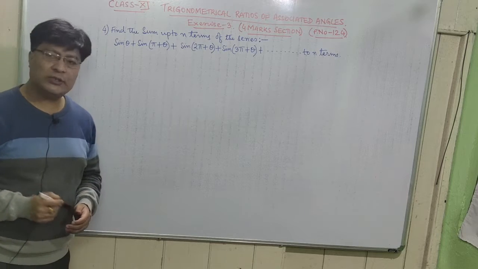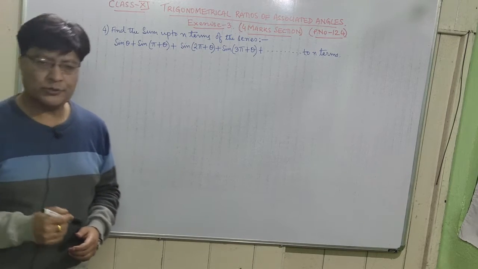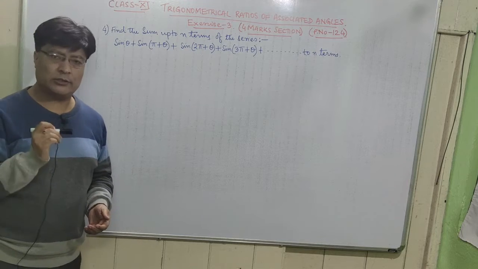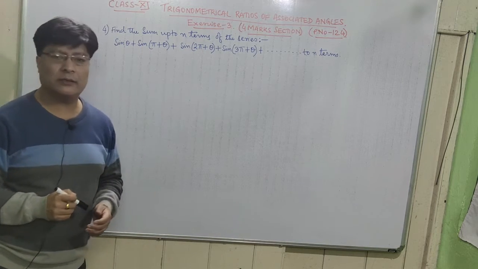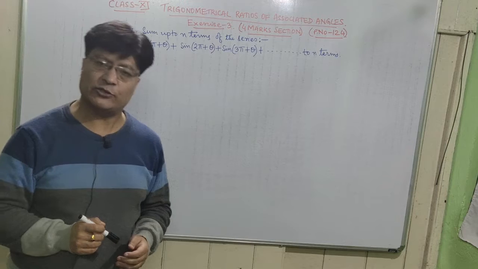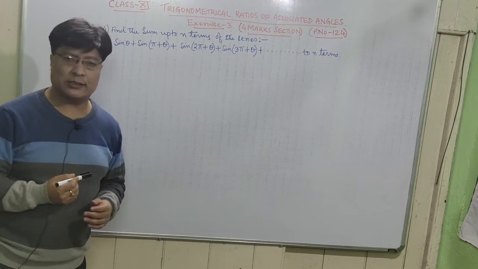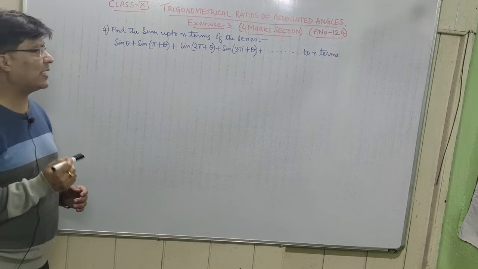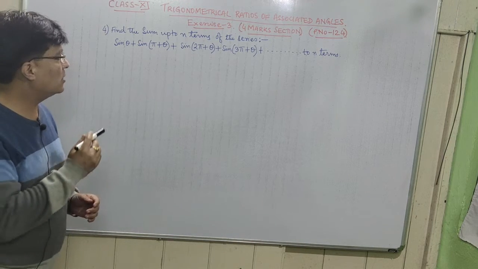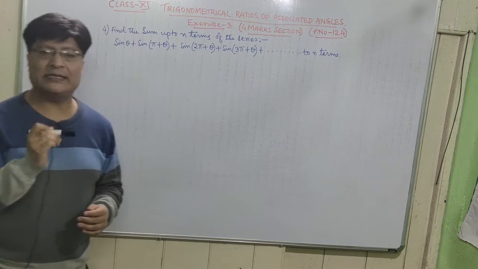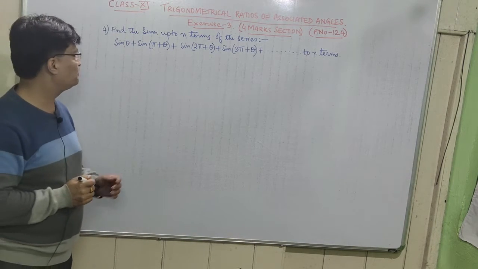So now I am doing class for class 11. This is the continuation class. In the last online class also we were doing the same topic, trigonometrical ratios of associated angles. Today we will continue this chapter, trigonometrical ratios of associated angles. It is the same exercise 3, 4 marks section, page number 124.